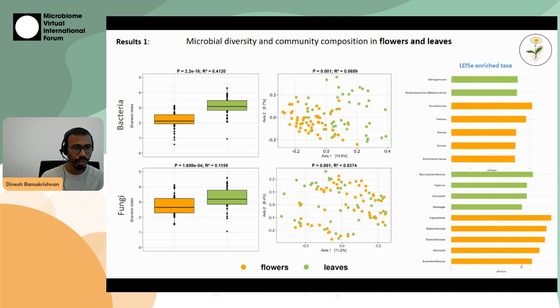So the lower diversity in flowers may be due to their short lifespan and nutrient-rich nature, which lets fast-growing microorganisms limit the microbial diversity. But in contrast, leaves always provide a stable habitat compared to flowers. This allows the establishment of diverse microbial communities.